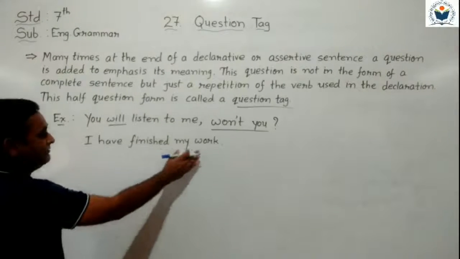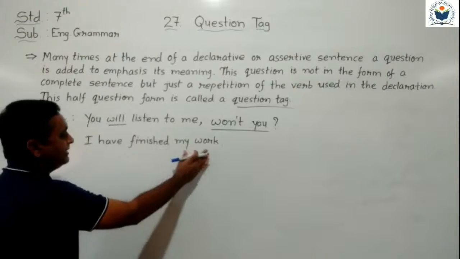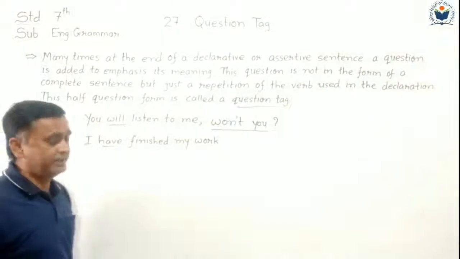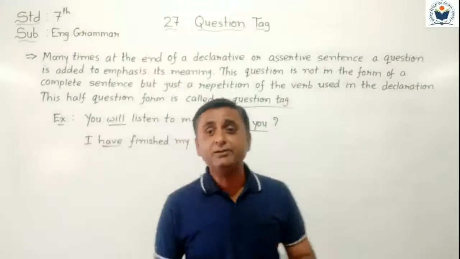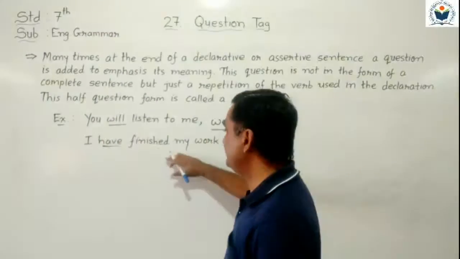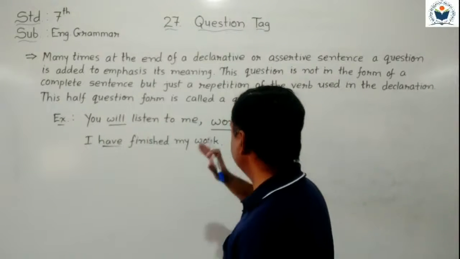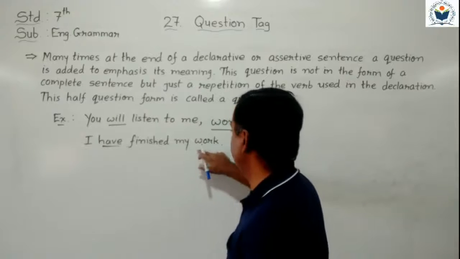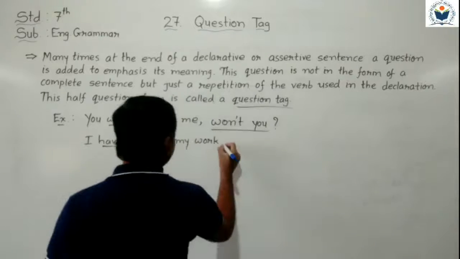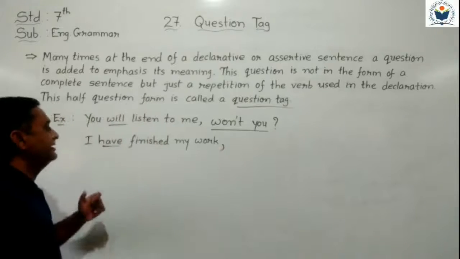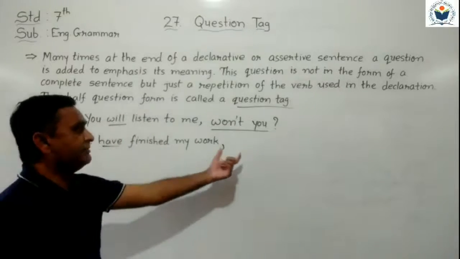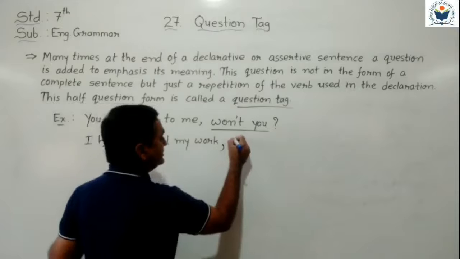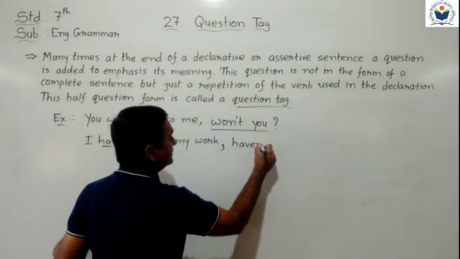I have finished my work. Here the helping verb is have. Is the sentence in positive or negative form? The sentence is given in positive form. So first, what do we have to do? First we have to write the whole sentence as the answer: I have finished my work. After that you have to put a comma here. Then, since the sentence is positive, the question tag becomes negative. So we have to put the short form of have not here. So it becomes haven't.